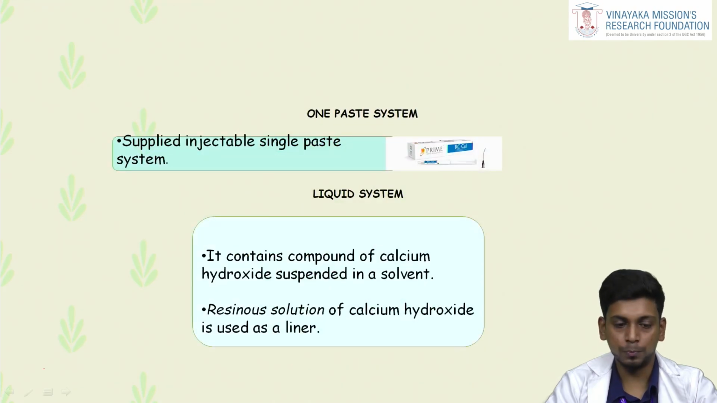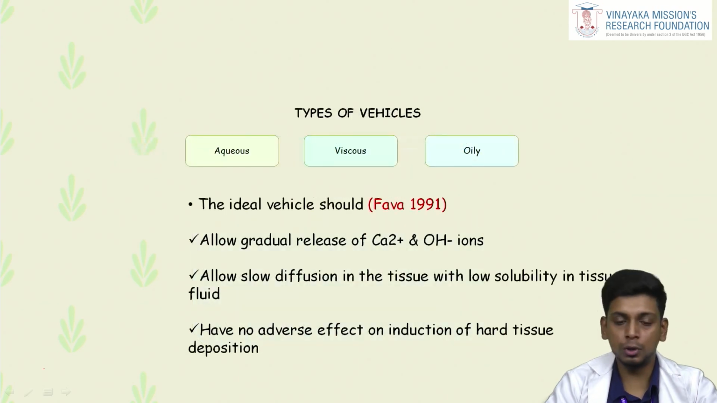Moving on to the one-phase system. It is supplied injectable in a single-phase system. The liquid system contains compounds of calcium hydroxide suspended in a solvent. Resinous solution of calcium hydroxide is used as a liner. Moving on to the types of vehicles, they can be classified into three types. The first is the aqueous solution, followed by viscous and followed by oily solution.